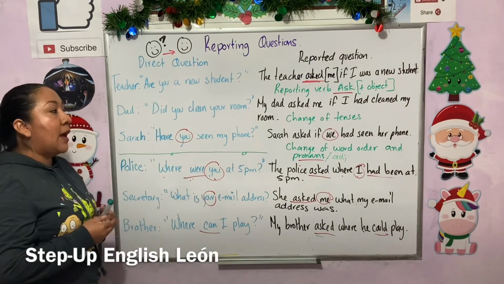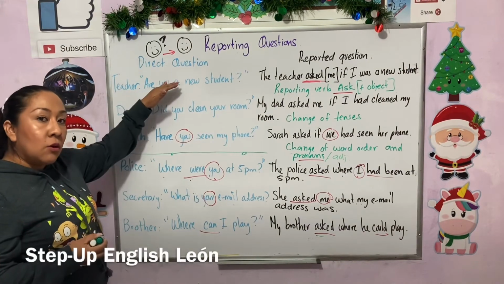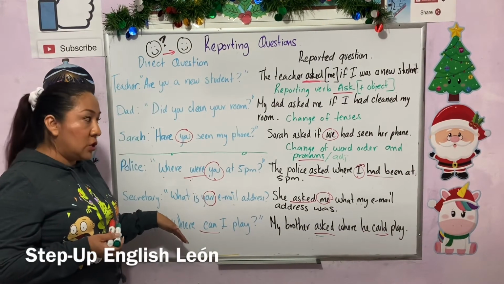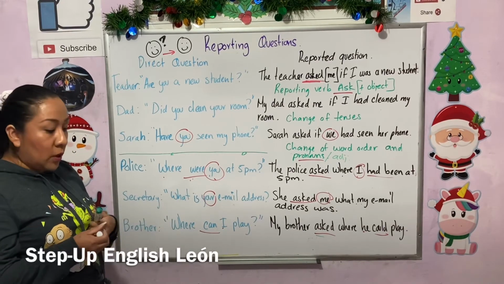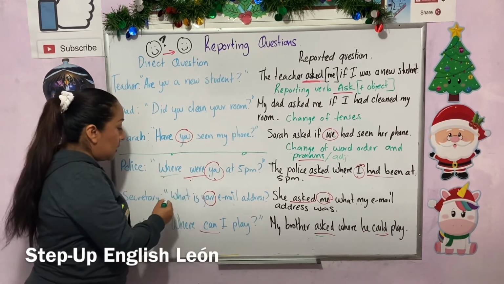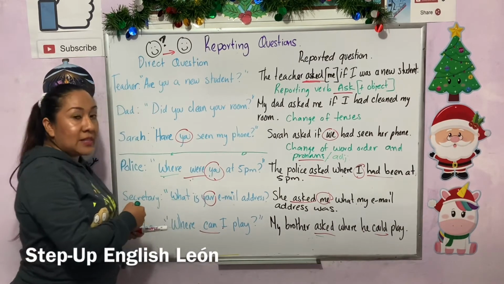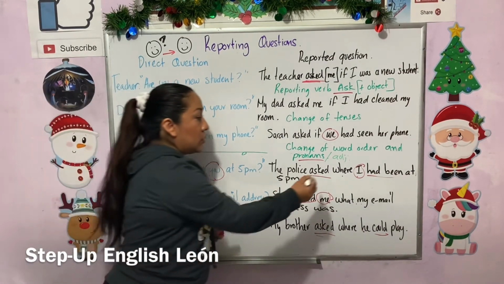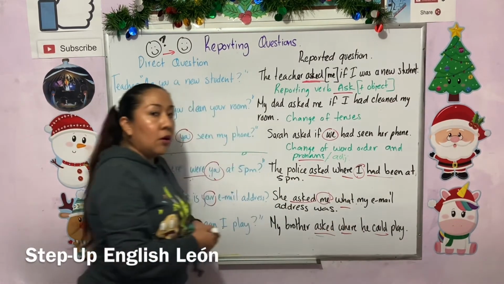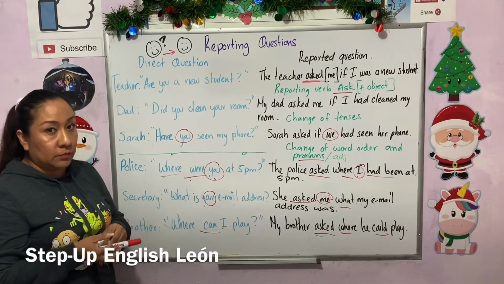All right? Now, the difference from a yes/no question to an information question is that with information questions, the what, the where, the when, the who, etc. continues here. Okay, that doesn't change. All right?